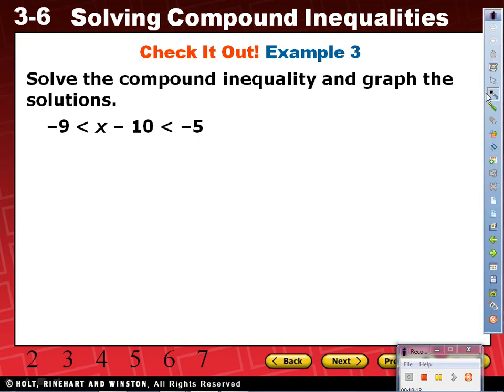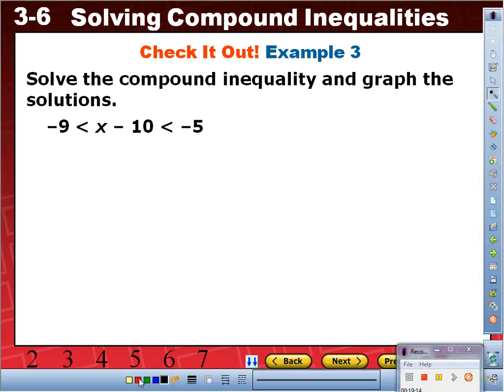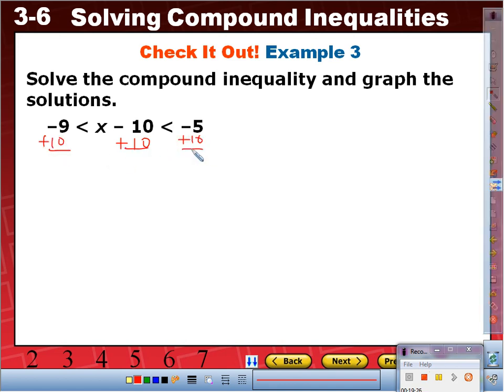Okay, so our first step. In order to solve for x here, we need to get rid of this minus 10. So the inverse is to add 10 to each side. Add 10, add 10. This cancels. We're left with 1 is less than x is less than 5. Hands if you got that.